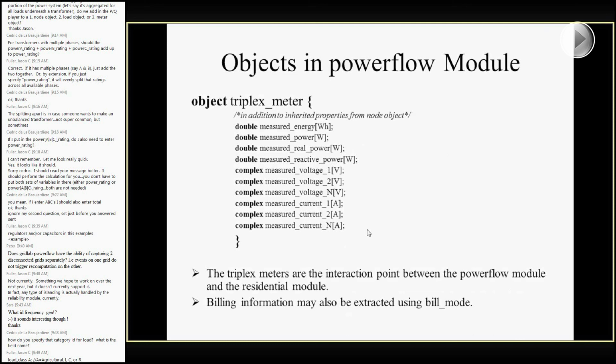And one of the nice things that's been added into here is it'll also include some billing information if you put it in bill mode. So if you want to get a rough idea of how a customer's bill may be impacted by whatever distribution technology you're testing, you can apply that functionality to the triplex meter and get a rough idea of how their actual electricity bill will change. I believe that functionality is in the meter as well, but we predominantly use it on the triplex meter side.